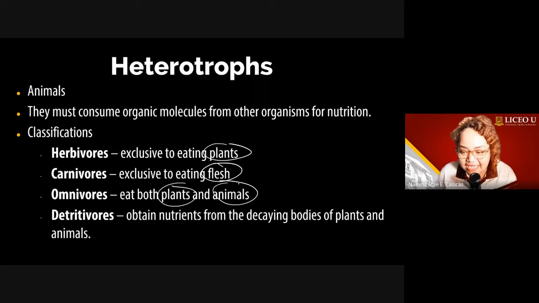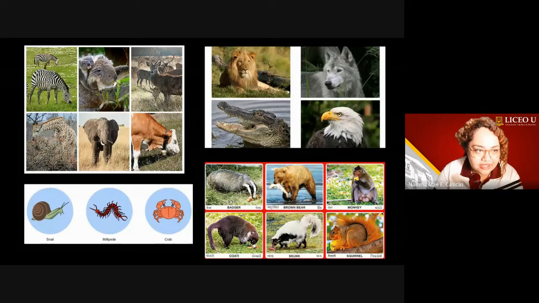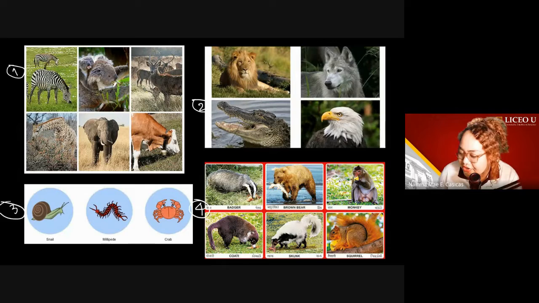They feed on things like canned goods and rotten matter. So here are some pictures. I'm going to classify them. Okay, so this is picture number one, picture number two, this is three, and this is four. Determine what kind of heterotroph classification these animals are.